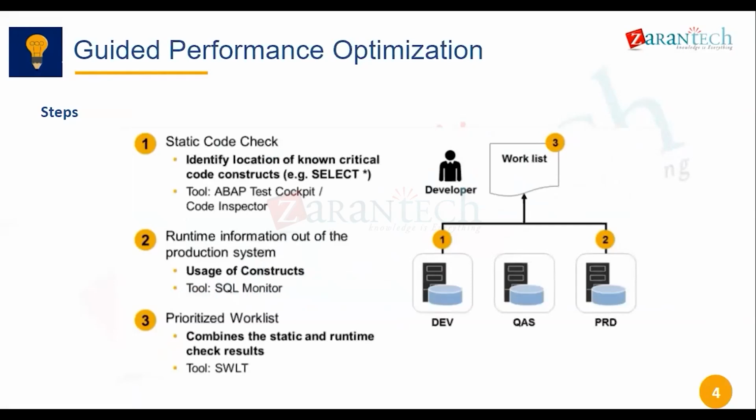What are the different steps we use? The first and foremost step in performance optimization is a static code check. What is a static code check? It is to identify the location of known critical code issues, maybe a select star, not using any order by, and all that stuff. What is the tool we use for these static code checks? We can either use SAP Code Inspector SCI, or we can use ABAP Test Cockpit. We can use either tool to do the static code checks.